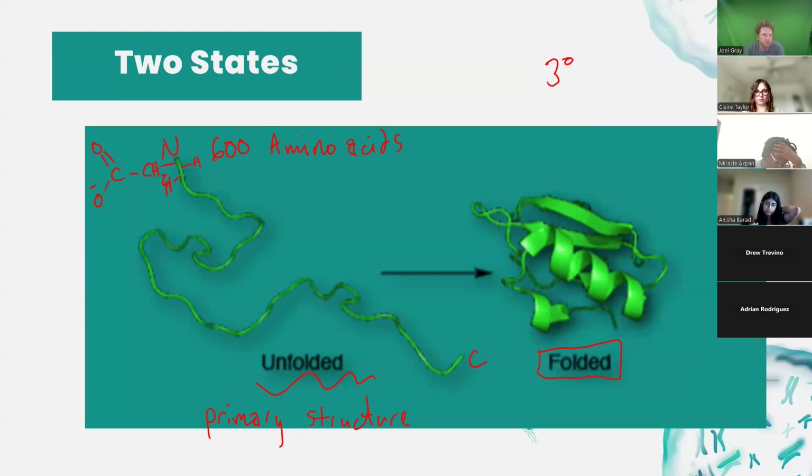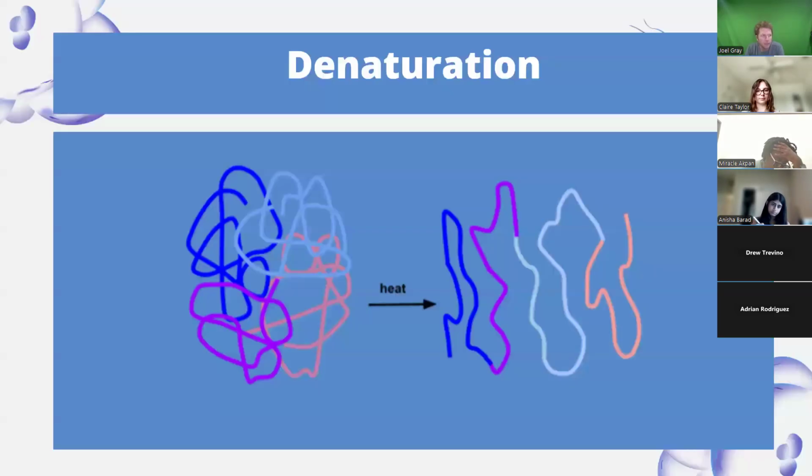Now, a fair question is, well, how do we go from that folded state to the unfolded state? And the answer to that is with a process known as denaturation. Denaturation is a process by which you basically break all the interactions that take place between R groups that exist in that folded 3D shape.